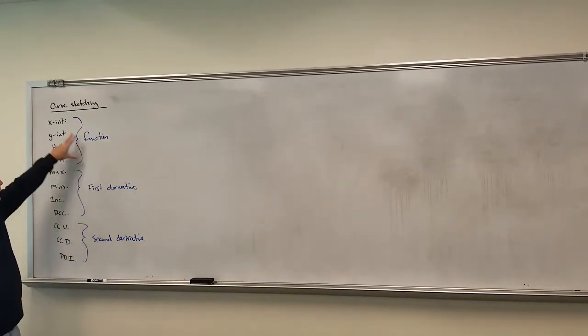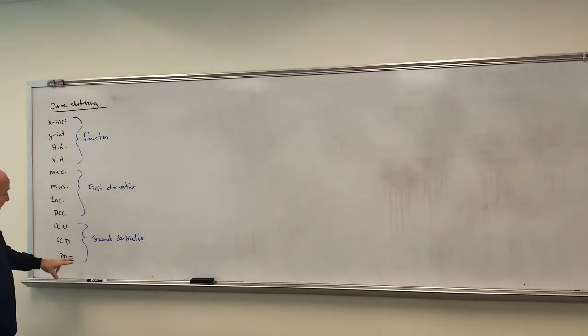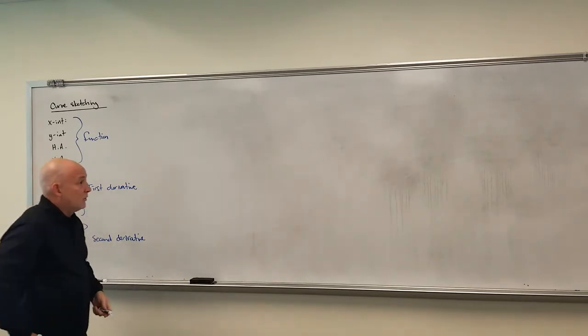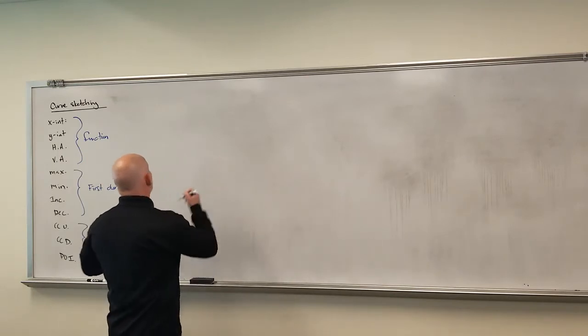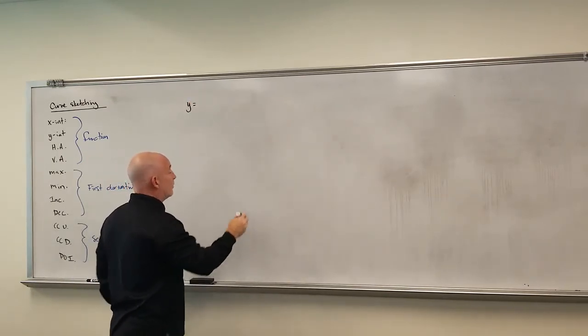We're going to start working with the function, so we find everything about that. Then we're going to take our first derivative, find everything we can from our first derivative, then take the second derivative, find everything we can from that. So let's start with an example here. I'm going to take a couple of boards to do all this. Then we'll see if we can put it together into one sketch.